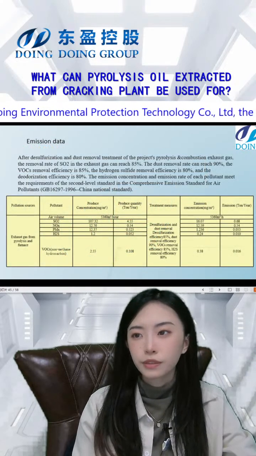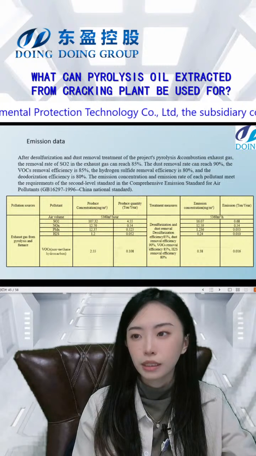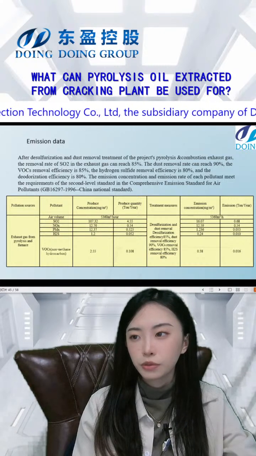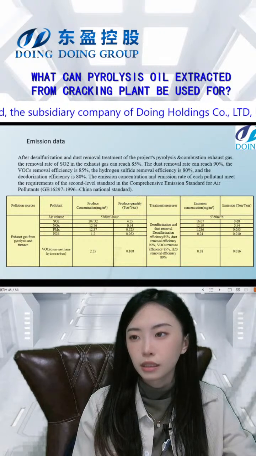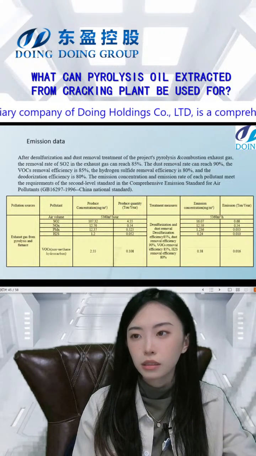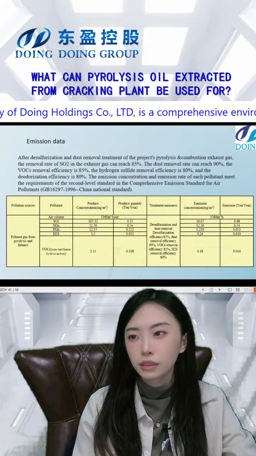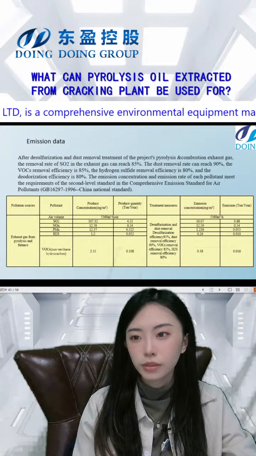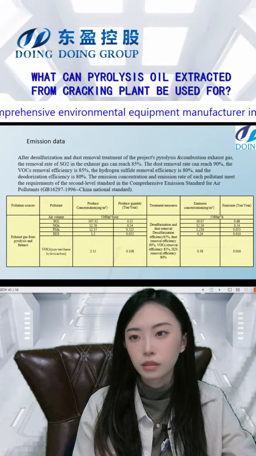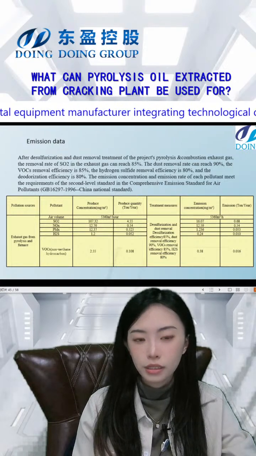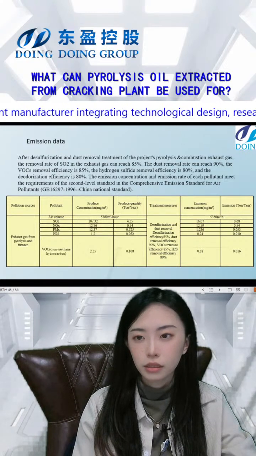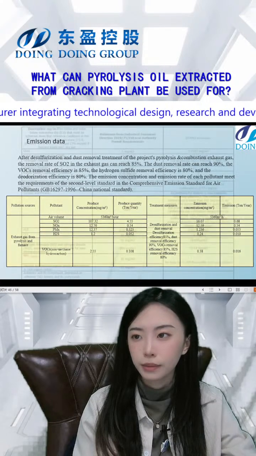This is some detailed data: the pollutants, nitrogen oxide, sulfur dioxide, and the production concentration, quantity, treatment measure, emission concentration, and emission. If you want this table, you can contact us and we will send it to you directly.